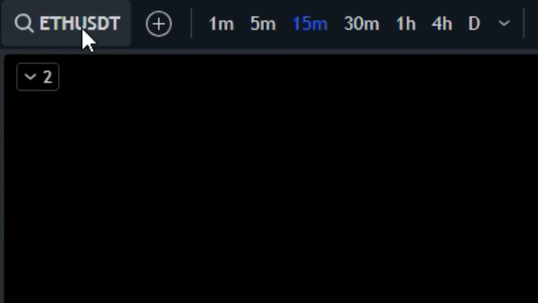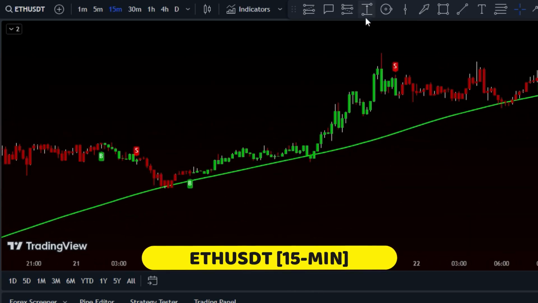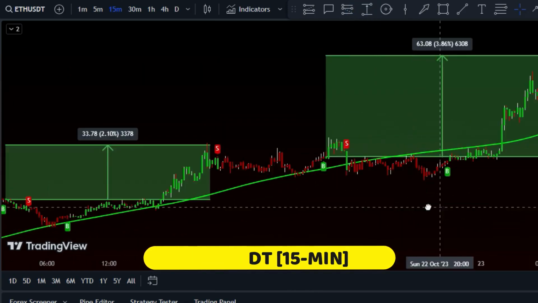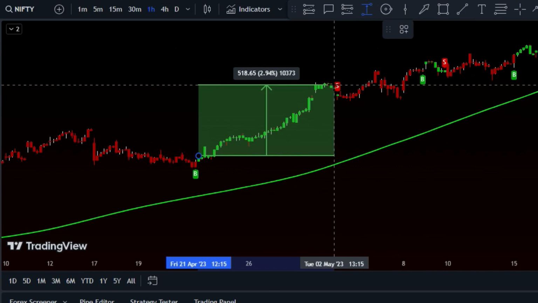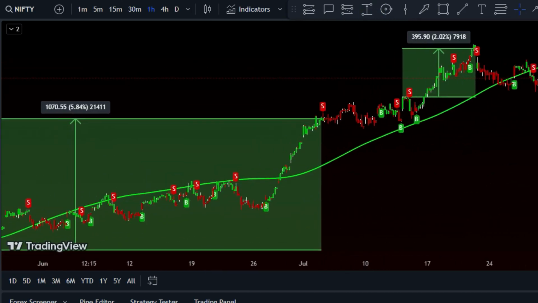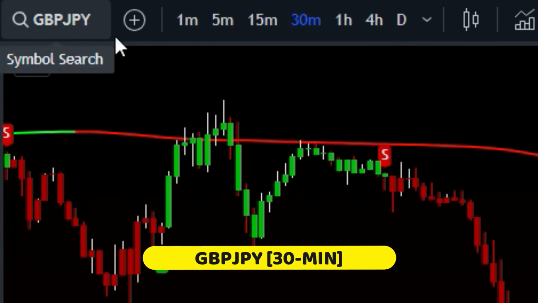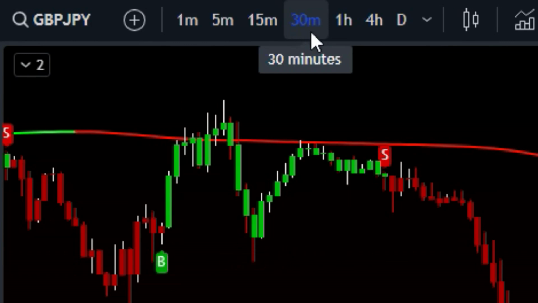But remember, you can apply this method to any chart and time frame. For instance, you could use it for the Ethereum chart with a 15-minute time frame. Or even you can use this strategy for the pound yen chart with a 30-minute time frame.